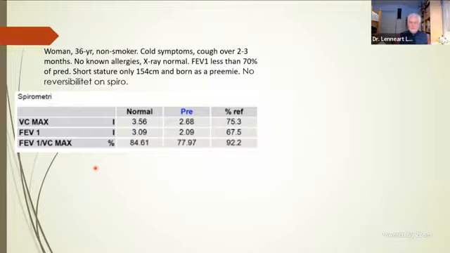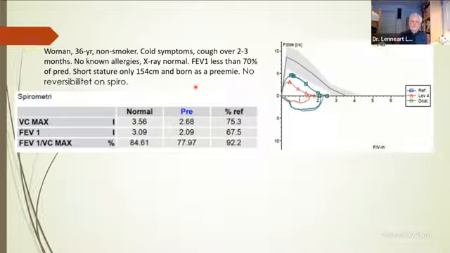Here's another example, again from the same clinic in Sweden. Again, a young woman, non-smoker. She was previously healthy, but now she had cold symptoms, and over 2-3 months after going through some sort of cold, no known allergy, her X-rays are normal, FEV1 is less than 70% predicted. She has short stature, and she was born prematurely. So there's that in her history.